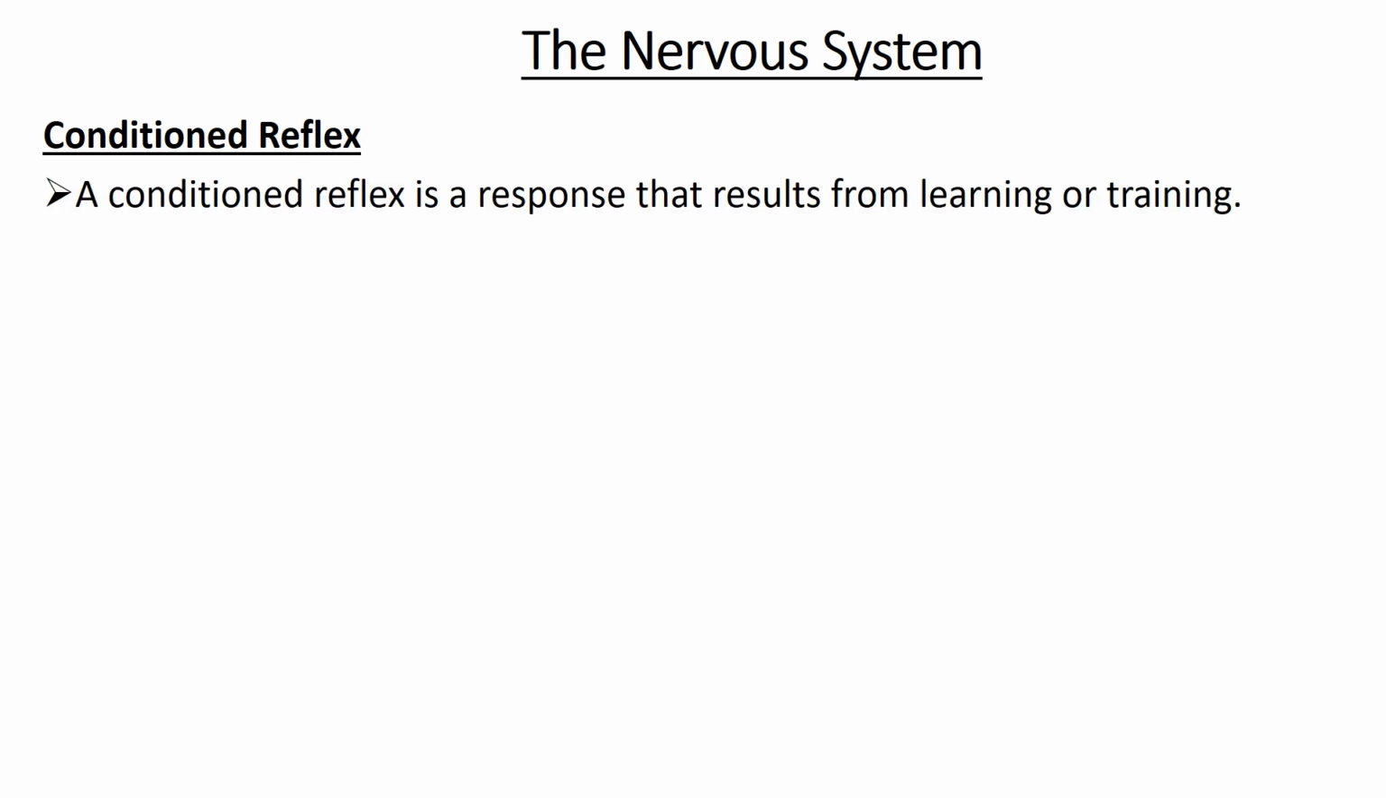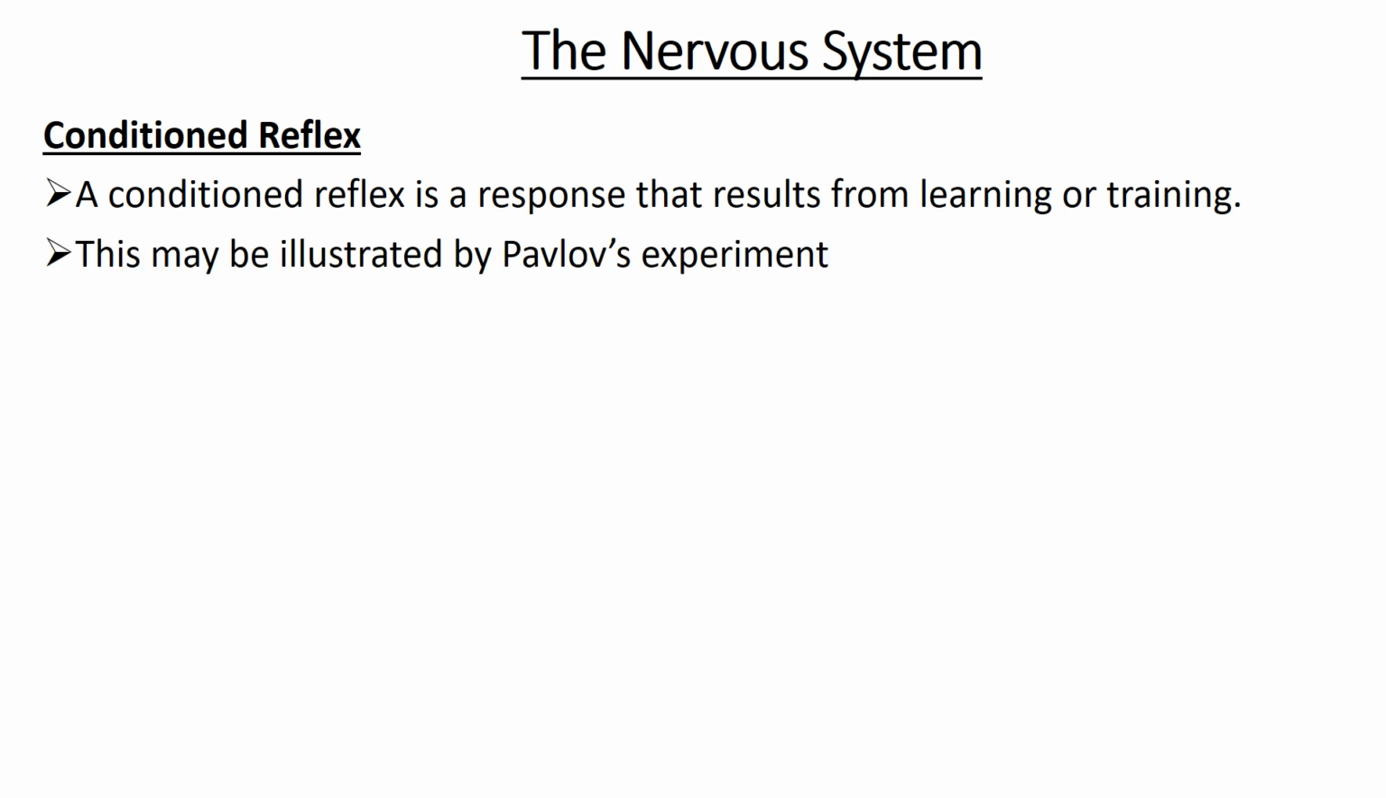So other than those reflex actions, there are also what are called conditioned reflexes. These conditioned reflexes are reflexes that are conditioned. To be conditioned, you have to make something behave in a certain way. Okay, so a conditioned reflex is a response that results from learning or training. This may be illustrated by Pavlov's experiment. There was this Russian scientist, Pavlov. He noticed that whenever dogs see food or smell food, they were salivating.